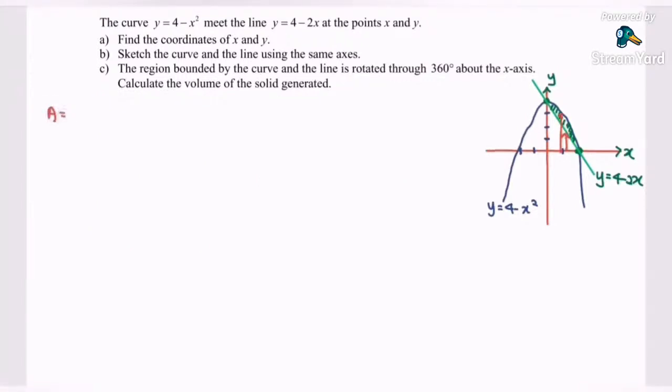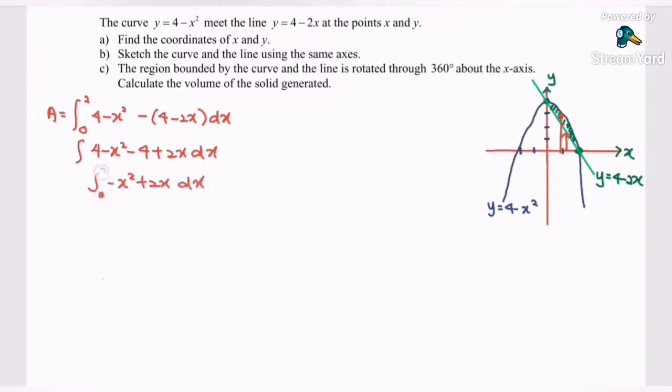So, the area would be integrate the longest minus the shortest. So, the longest would be 4 minus x squared minus the shortest would be the straight line where we have 4 minus 2x, with respect to x for the limit 0 to 2. So 4 minus x squared minus 4 plus 2x with respect to x. So finally, we have integrate negative x squared plus 2x with respect to x for the limit 0 until 2.